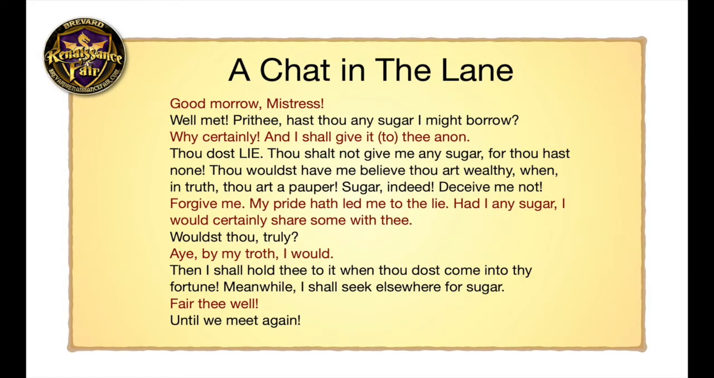Here's a sample chat in the lane, albeit a bit silly, as no one in the Renaissance could afford sugar unless they were extraordinarily wealthy.